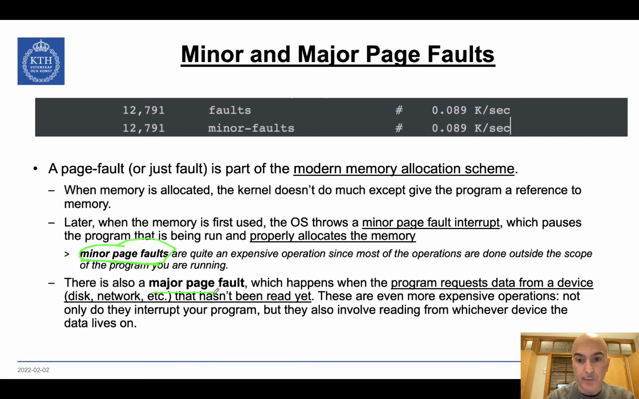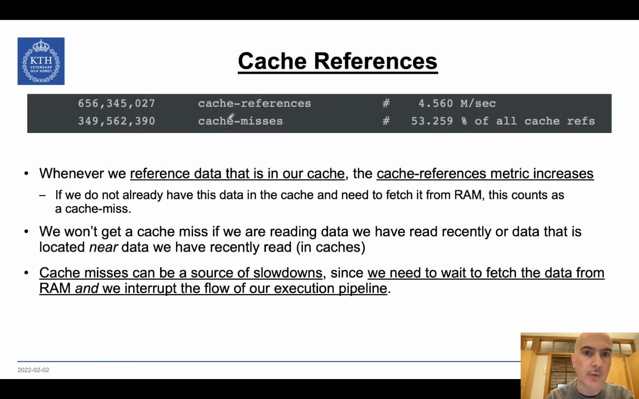There is also a major page fault. This happens when the program requests data from a device, for instance a disk or a network, that has not been read yet. These are even more expensive than minor page faults, and not only do they interrupt the program, they also involve reading from whichever device the data lives on. So it also takes into account the time to get the data from I/O, the network, or an accelerator. These two numbers are quite important. In this case, we don't do any I/O. You see that all the faults are basically minor faults, due to the memory allocation.